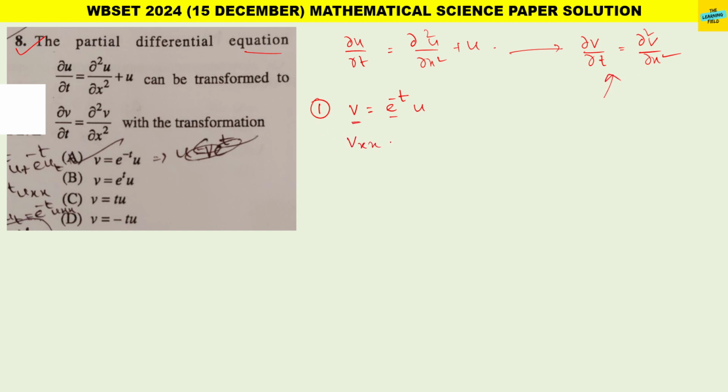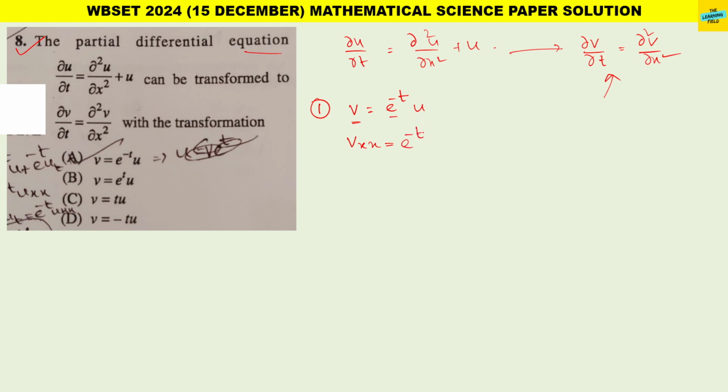Next question, this is from PDE. The partial differential equation del u del t equal to del 2u del x square plus u can be transformed to del v del t equal to del 2v del x2. So we start with the options first to solve these questions very easily. The first option, we check the first option, v equal to e to the power minus t u. Now we find vt and vxx and put them in this equation. So vxx, e to the power minus t is a function of t only, and u is a function of x and t.